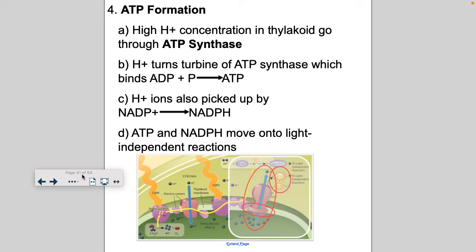The fourth and final stage of light-dependent reactions is ATP formation. When electrons are passing through the ETC, I told you that these hydrogen ions are getting built up. Look at this high concentration compared to out here where it's low. So we have this high hydrogen concentration. There's a reason for it. These hydrogen ions are going to flow through another protein channel called ATP synthase. Now, the cool thing about ATP synthase is that it actually looks like a water turbine.